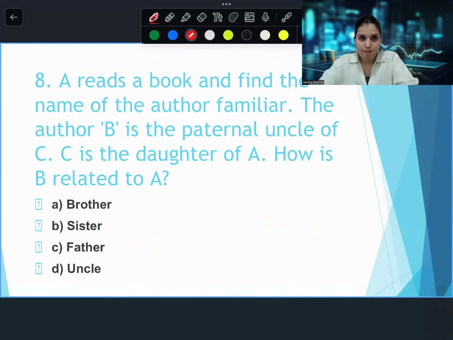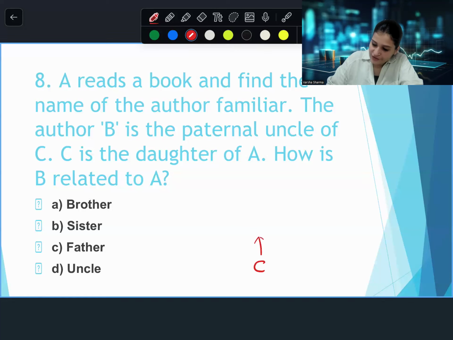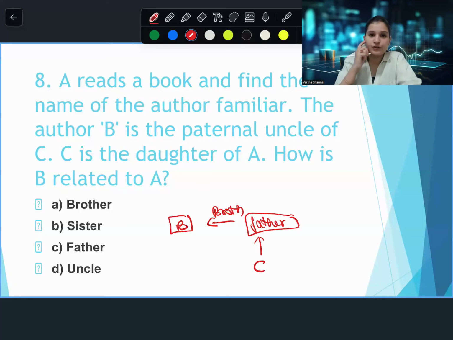8. Brother. He reads a book and finds the name of the author familiar. The author B is the paternal uncle of C. That means the brother of father. Paternal is from father's side. Uncle means the brother of your father or mother. So if C is here, whoever is the father, his brother is B. Any doubts here?